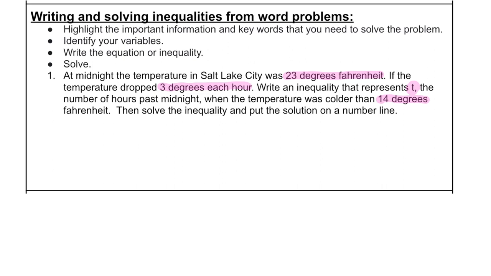So let's look at this. We're starting at our starting temperature, 23 degrees. Then we are subtracting 3 degrees each hour. This right here represents the temperature at any given hour. So it's our temperature at time t. We want to know when that temperature at time t happens to be colder than 14 degrees. So when is this colder than 14 degrees?